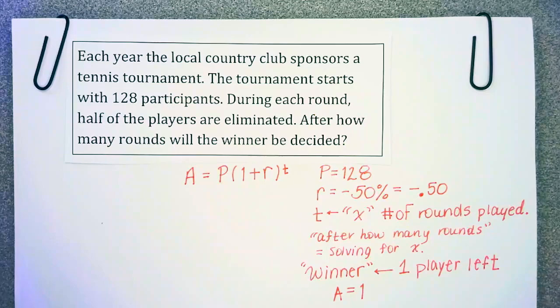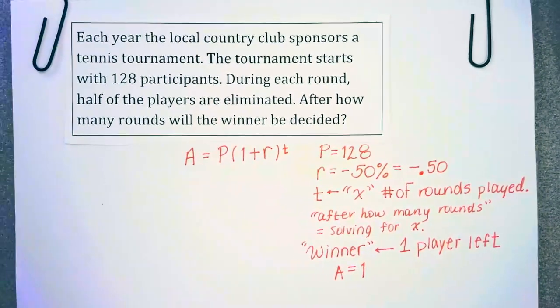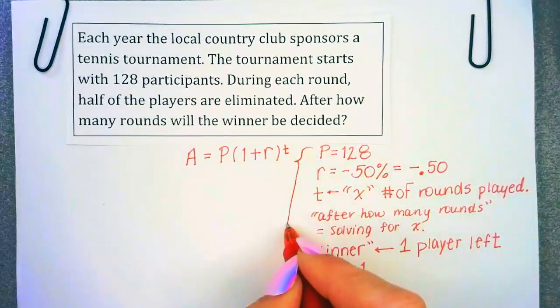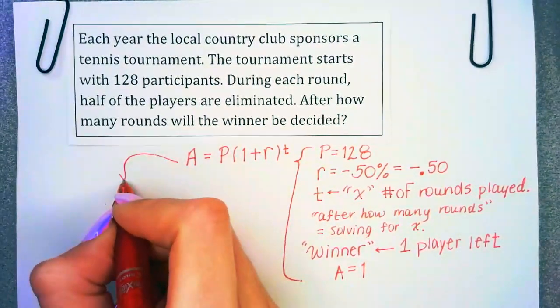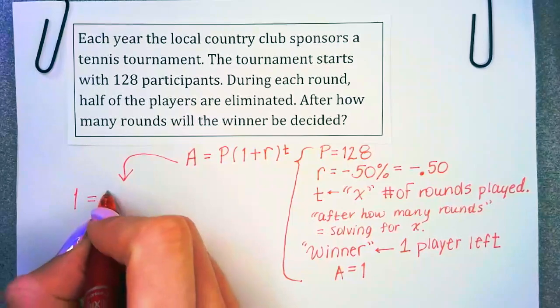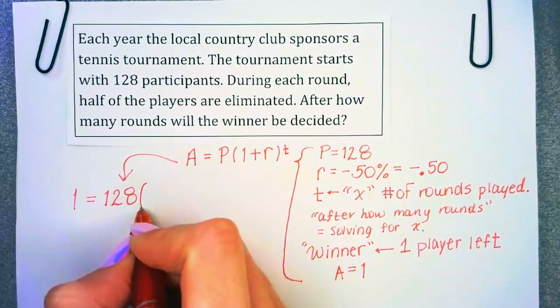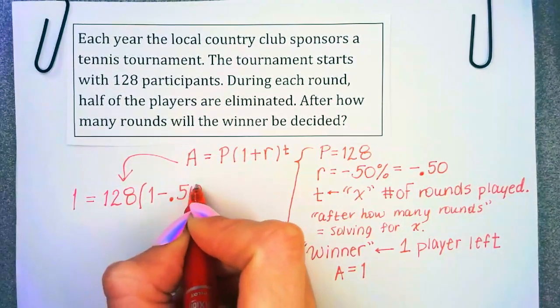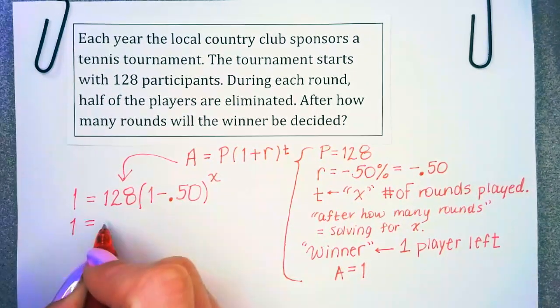Hopefully it's pretty obvious that we need to use the equation a equals p times the quantity of 1 plus r to the t power. If I'm solving for time, I have to fill something in for p, r, and a. The tournament starts with 128 participants. During each round, half of the players are eliminated. After how many rounds will the winner be decided?